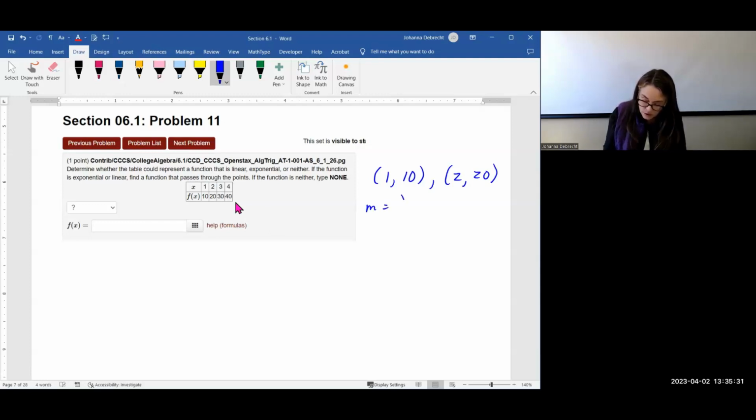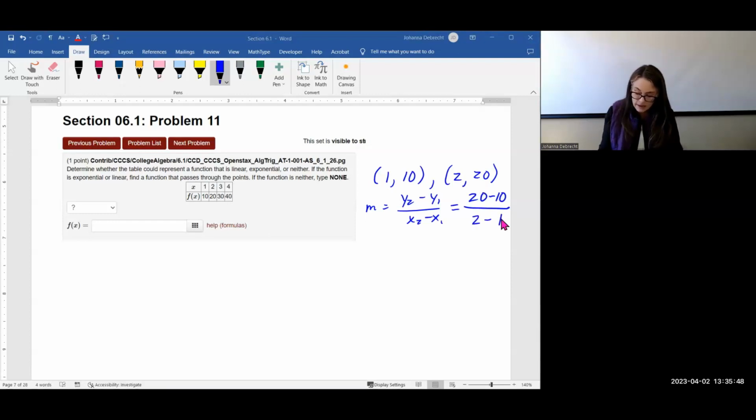So slope is equal to y2 minus y1 over x2 minus x1. So let's do 20 minus 10 on top, and then what belongs with the 20 is the 2, so it has to go first on bottom, and the 1 belongs to the 10. Those have to go together. And this is going to give me 10 divided by 1, which is what I expected, because this is plus 10 plus 10 plus 10 to get from one to the next to the next.